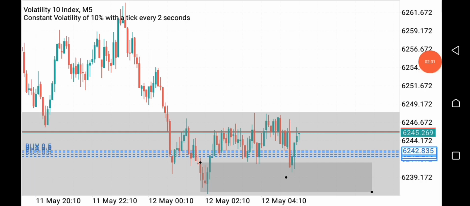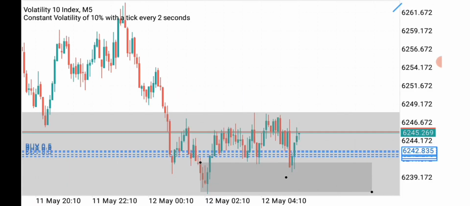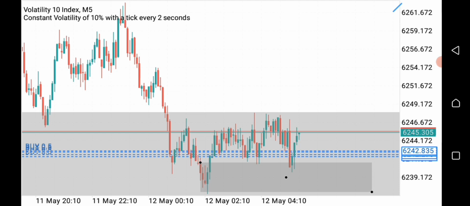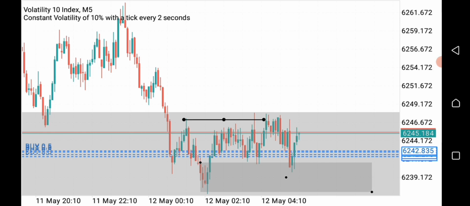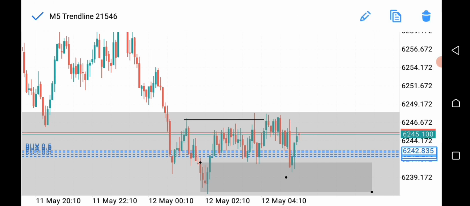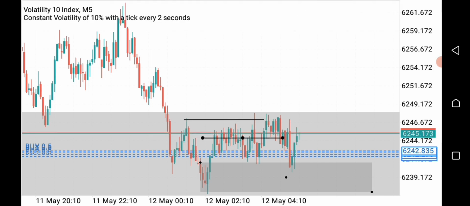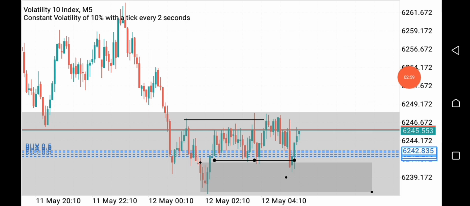Let me mark that so that you'll be seeing it. There's a breakup structure here. These highs are not equal. So after the breakup structure, you can see the liquidity. See how the market took out these lows and tapped into this order block. Immediately I spotted this. It's a buy.